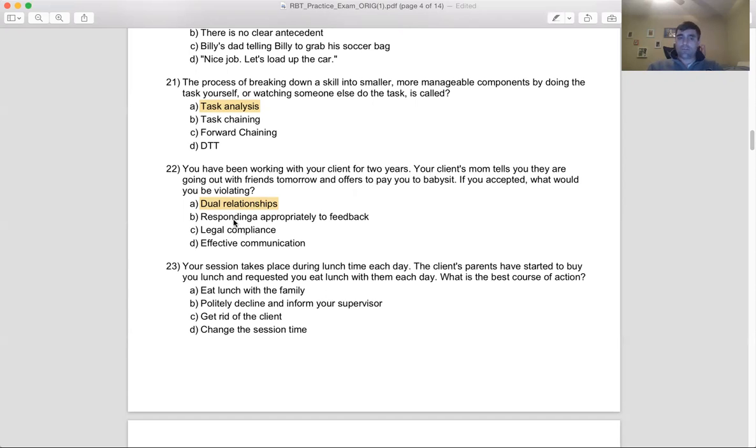Let's look at our other answers. Responding appropriately to feedback. There's no feedback in this scenario, so no. Legal compliance. Well, it wouldn't be illegal for you to offer or for you to babysit, right? But it's just unethical, okay? And then effective communication. Maybe, but we don't know how you responded. If this question said you responded by saying yes, or you responded by giving an uncommitted answer, maybe, right? But we don't know how you responded. So the only answer here is dual relationships. You're now a technician and a babysitter.